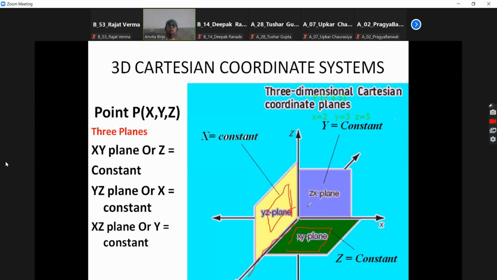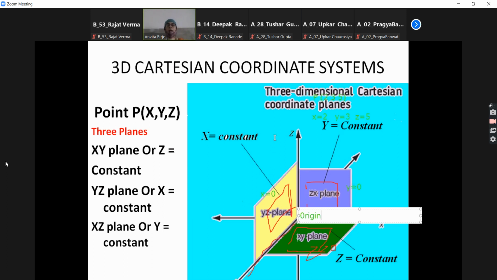लेकिन जब ये तीन प्लेन्स एक दूसरे को इंटरसेक्ट करते हैं, तो ये कौन सा प्लेन है? This is z is equal to 0. ये कौन सा प्लेन है? This is xz प्लेन, मतलब y is equal to 0 प्लेन, और ये कौन सा प्लेन है? This is yz प्लेन, so this is x is equal to 0 प्लेन. So the intersection of x is equal to 0, y is equal to 0, and z is equal to 0 is your origin.